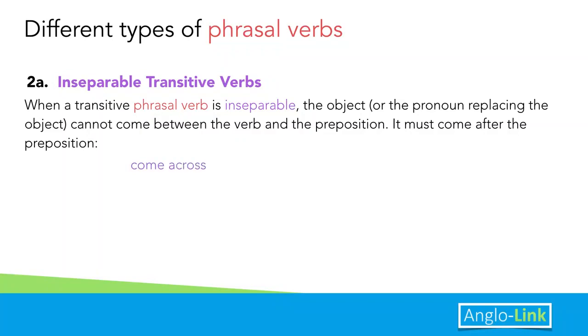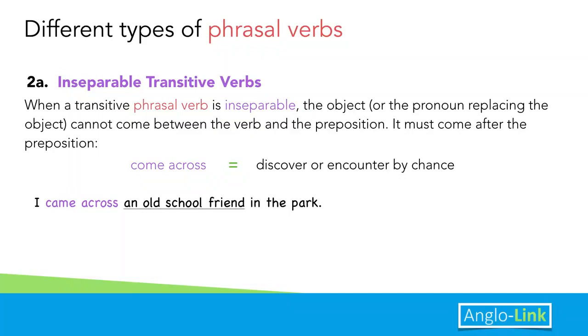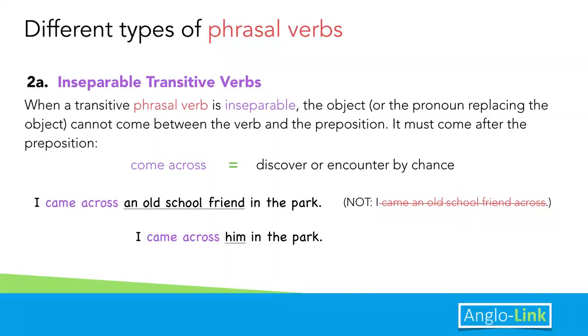For example, come across is an inseparable transitive verb. As you remember, it means discover or encounter by chance. I came across an old school friend in the park. You can never say, I came an old school friend across. Came and across have to stay together because this is an inseparable transitive verb. And if you use a pronoun, it's the same. I came across him in the park. You can never say, I came him across in the park.